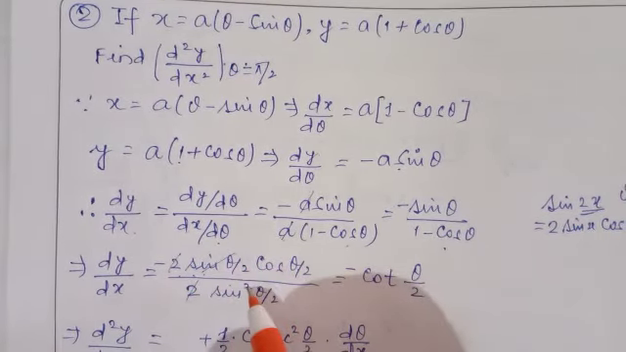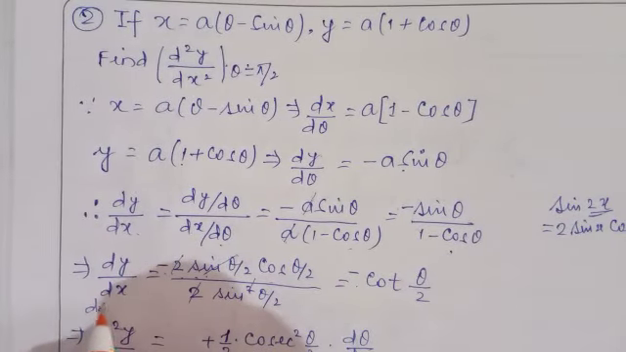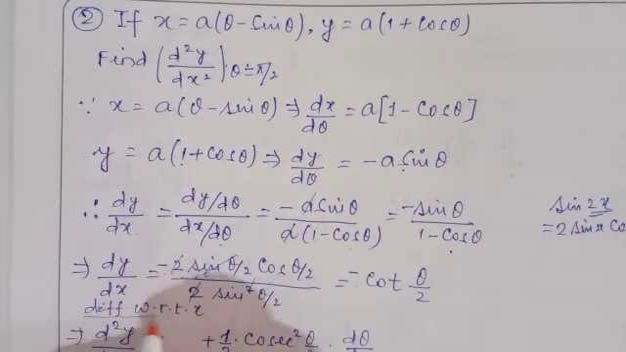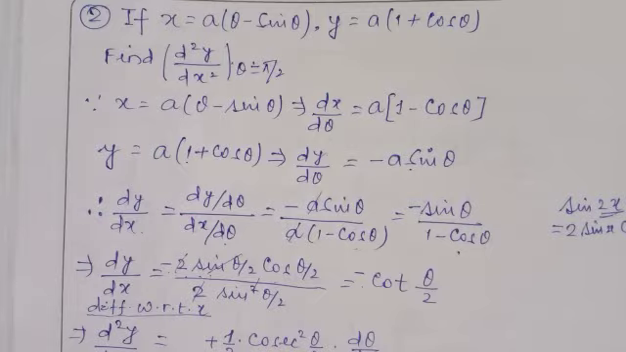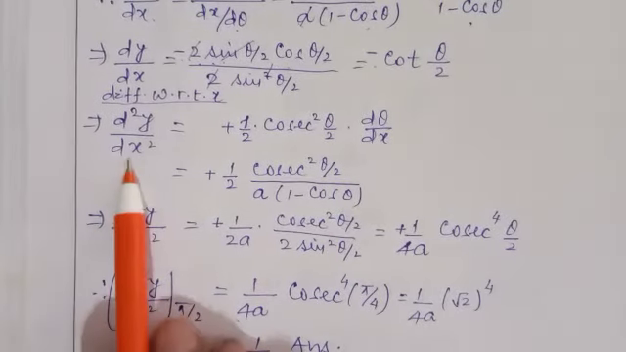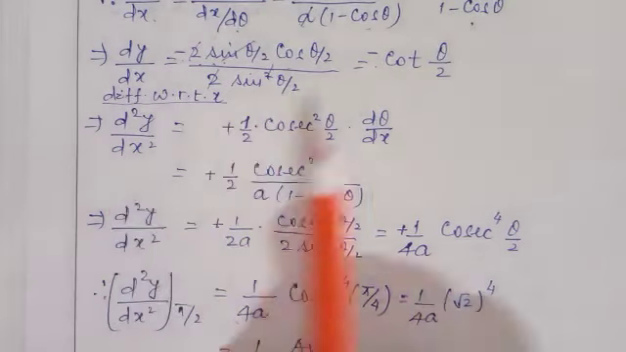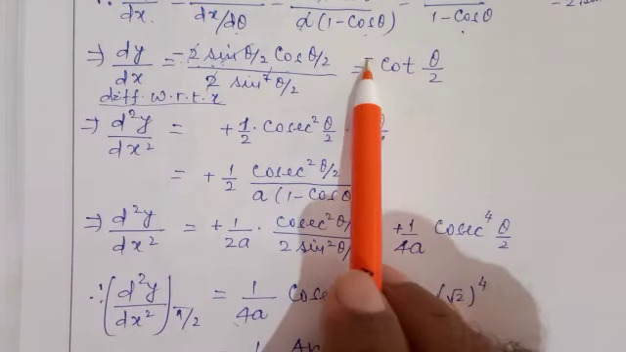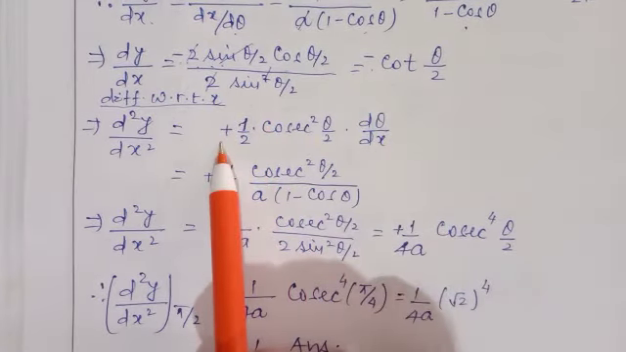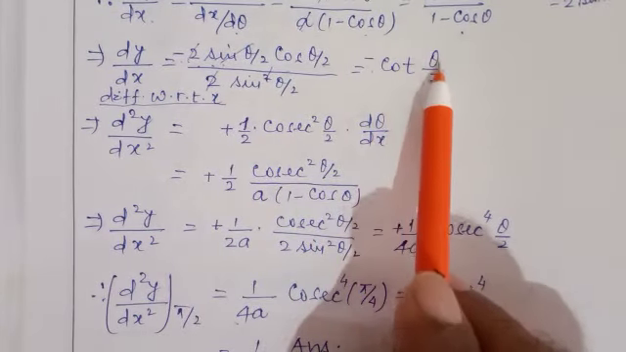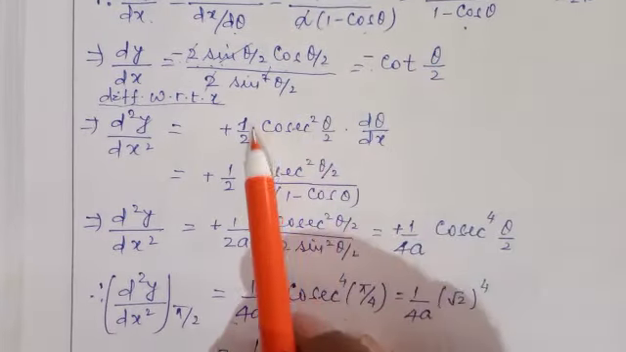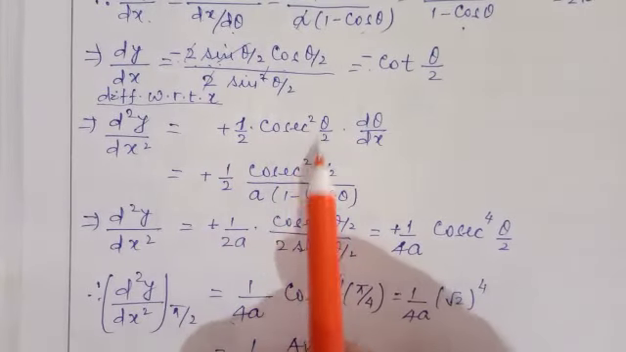So now differentiate, right here, with respect to x. Then we have d2y by dx square. Differentiation of cot theta is minus cosec square theta. Minus is already here, so minus and minus together becomes plus. Cosec square theta by 2, and differentiation of theta by 2 is 1 by 2 and theta is d theta by dx. 1 by 2 is already here. Cosec square theta by 2 is the same as here.